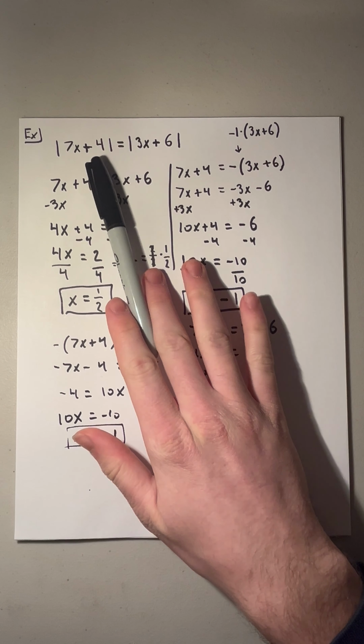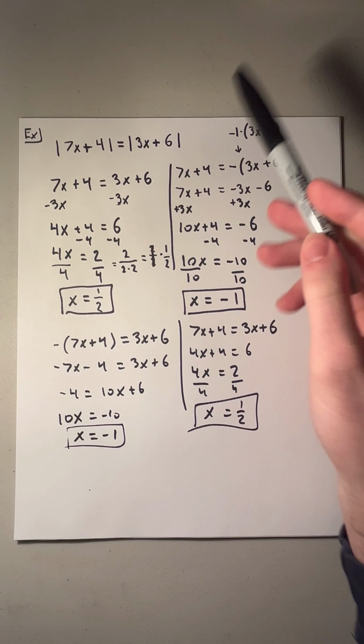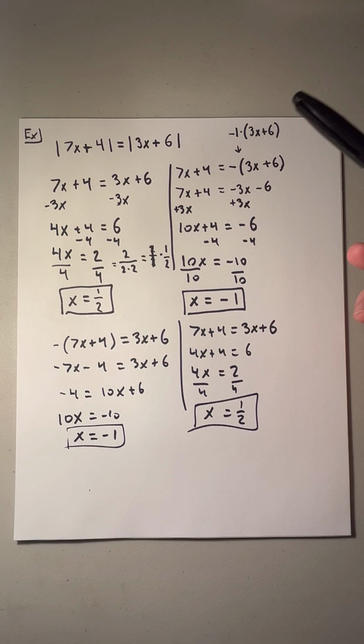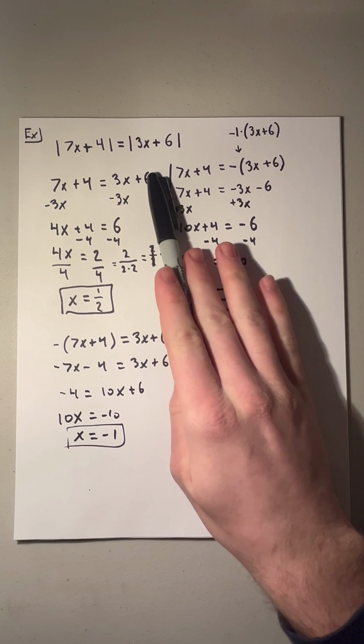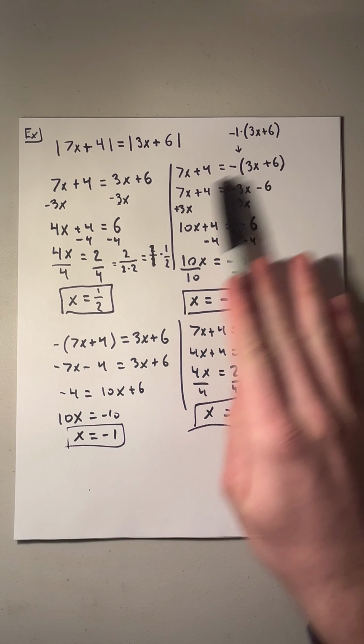But when you have an absolute value equal to an absolute value, you treat this one like you would any other absolute value equation you're solving: drop the absolute value bars, equate it to a positive version, equate it to a negative version, solve.